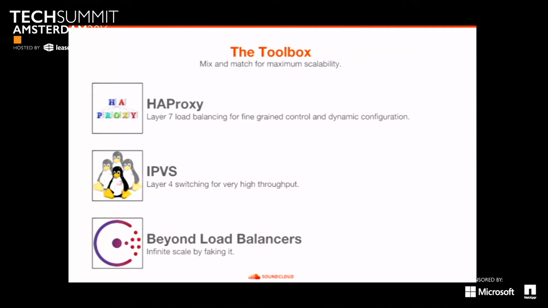So over time, we have converged on three basic technologies: HAProxy for HTTP load balancing, IPVS for super high throughput layer 4 switching, and DNS service discovery wherever we can. And we'll get to which, when, and where. So let's look at the evolution of a load-balanced application.